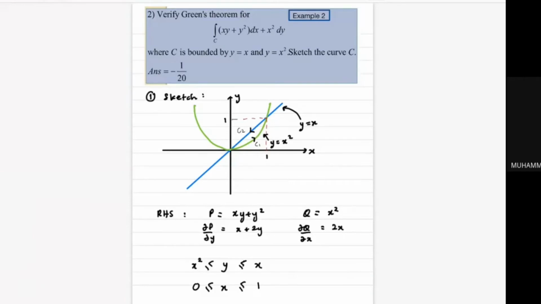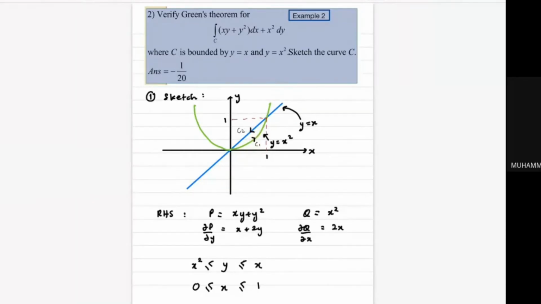So we're given this line and also this curve. Start with the first one, C1 is this curve, y is equal to x squared. This is your C1 and this is your C2, y is equal to x. So you get this curve and this line. Then you just put the arrow for the counterclockwise.